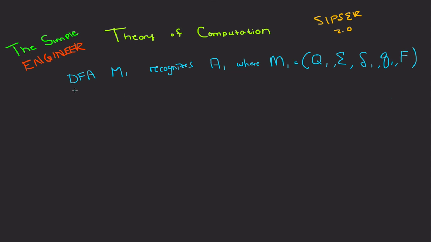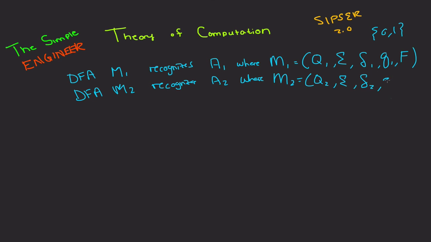But because we're unioning two DFAs, we're going to have a second DFA. We're going to say there's a DFA M2, and that M2 recognizes a language A2, where M2 is a DFA. And we'll say that there's a set of states in M2, so we'll call this Q2. We'll keep the alphabet the same, so they'll share the same alphabet, say 0 or 1. That's the alphabet that we'll use. But they're going to have a different set of states, different transition functions, maybe a different start state, and probably a different final state, right?